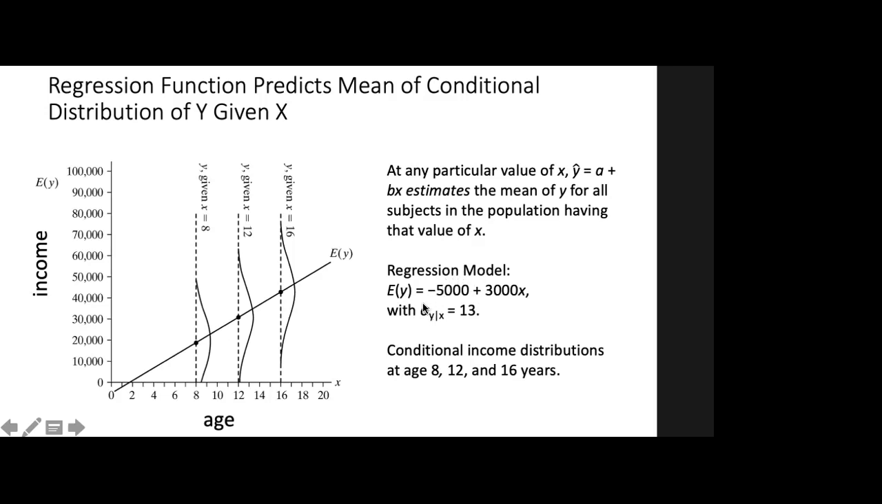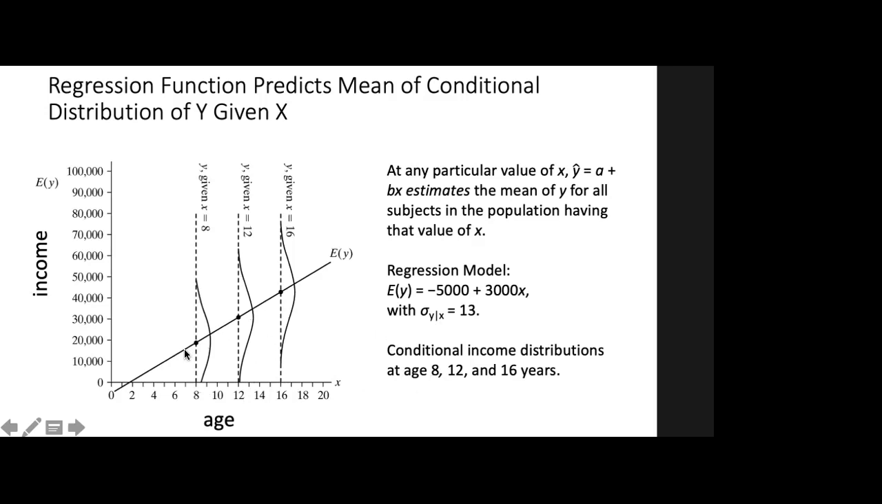And then the standard deviation of our conditional distribution, that's basically the standard deviation of y given x, is 13. And that is simply the standard deviation for these distributions here. The standard deviation of this distribution is 13, of this distribution is 13, of this distribution is 13. That is the standard deviation of y given x, because it is the standard deviation of y given age equals 8, y given age equals 12, etc.